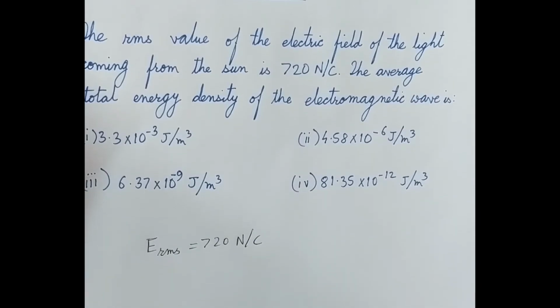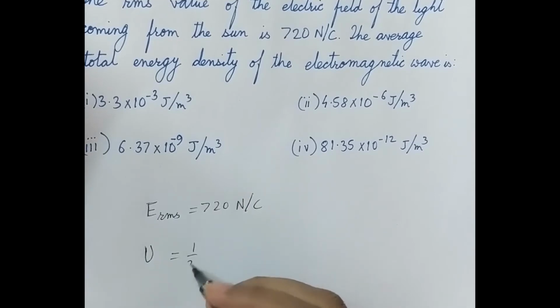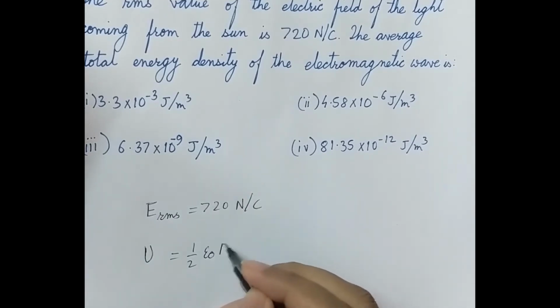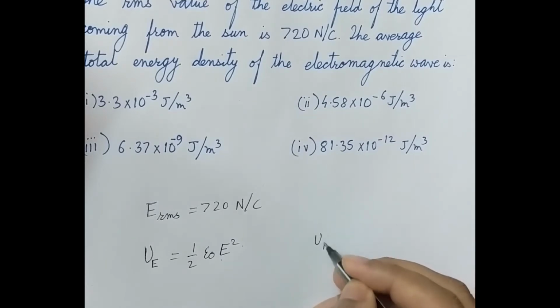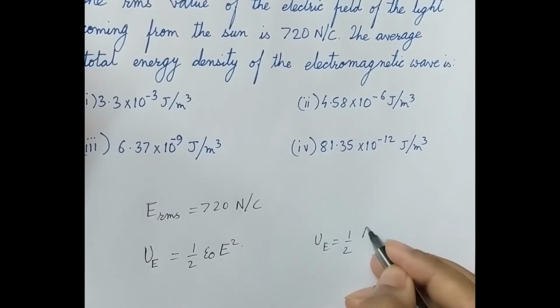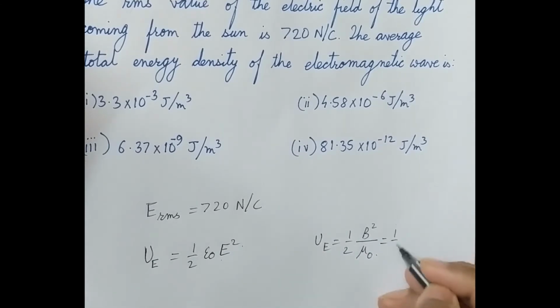Now the formula which most students confuse is they put that the energy density is equal to half epsilon naught E square. Now this is incorrect because this only gives you the energy density of the electric field. In an electromagnetic wave, there are two energies, one because of the electric field, another because of the magnetic field. The magnetic field energy is given by half of B square by mu naught. If you put the value of B naught and so on, you will see that it would be exactly the same as this.